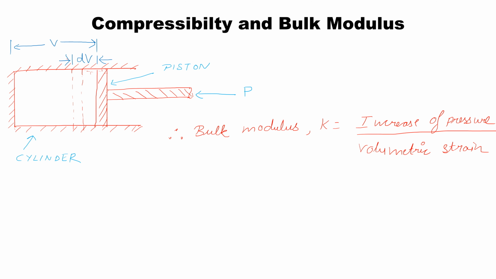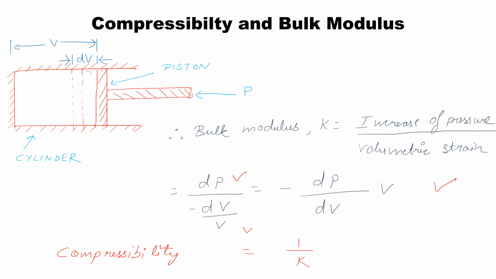Now we will define bulk modulus mathematically. We write it as the ratio of increase of pressure divided by volumetric strain. So our increase of pressure was dP and volumetric strain was minus dV by V. So we write the expression for bulk modulus as minus dP divided by dV, multiplied by V. So this is our expression for bulk modulus.